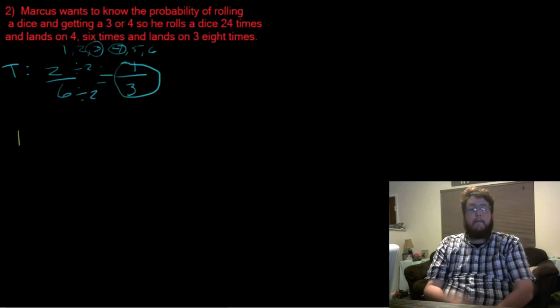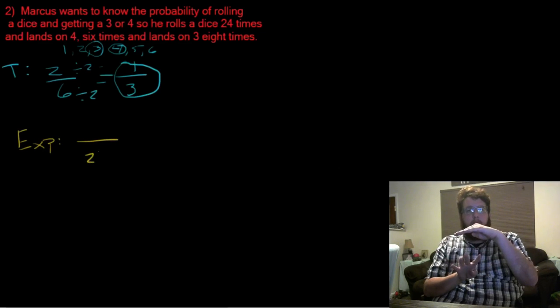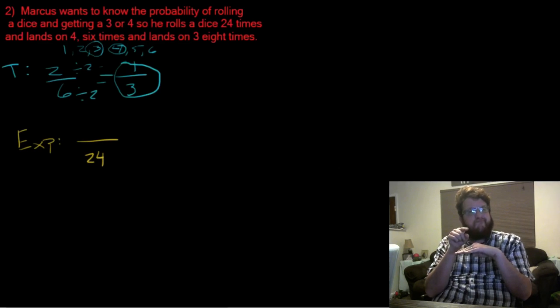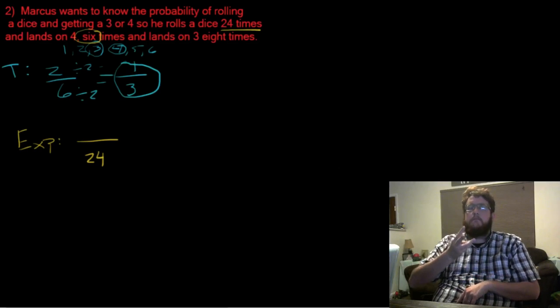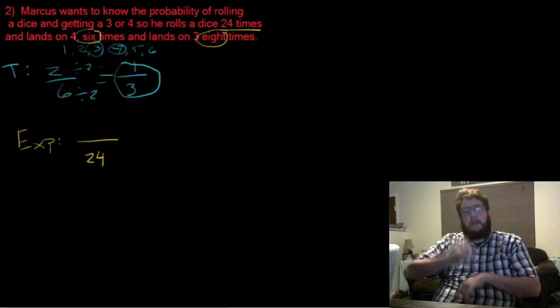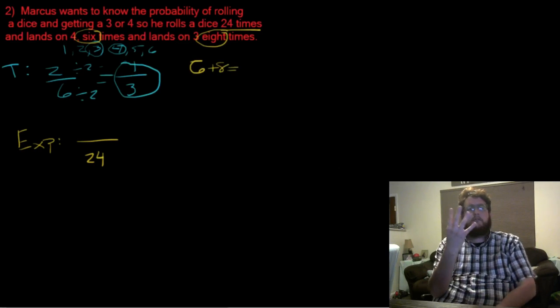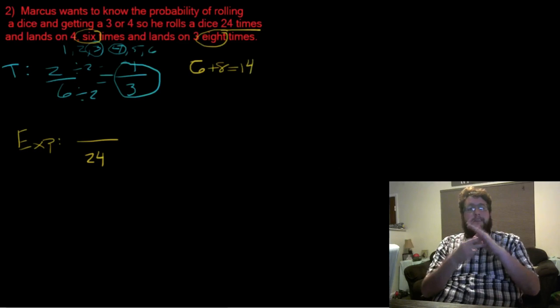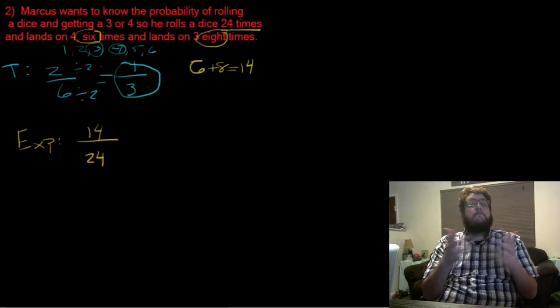Now if we look at experimental probability, he rolled it a total of 24 times. And of those 24 times, he landed on a 4 6 times, and he landed on a 3 8 times. So I just add those up. And 6 plus 8 is 14. Go ahead and place that here.